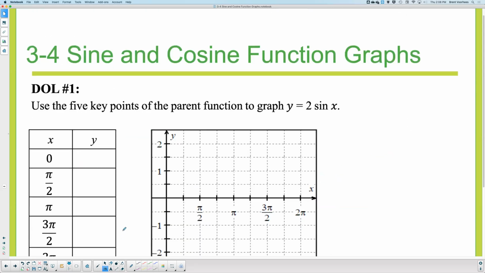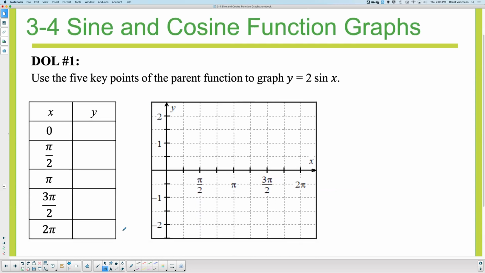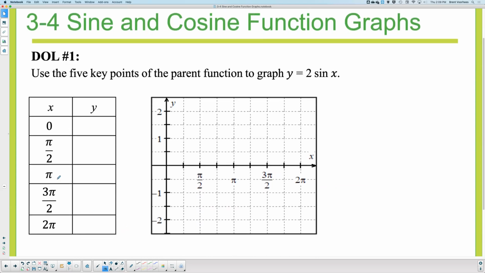All right, so now what do I have you do differently here? I'm giving you what will become the 5 key points. This says use the 5 key points. These are the x values. I want you to find the y values. I've changed this from my graph just slightly. There's only one thing different with the equation I've given you from the equation you had previously. What are we going to do to the y values? You're going to multiply them by 2.